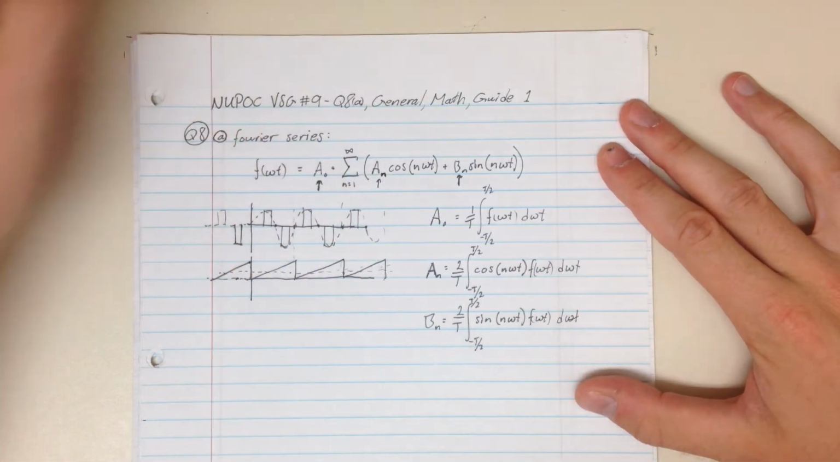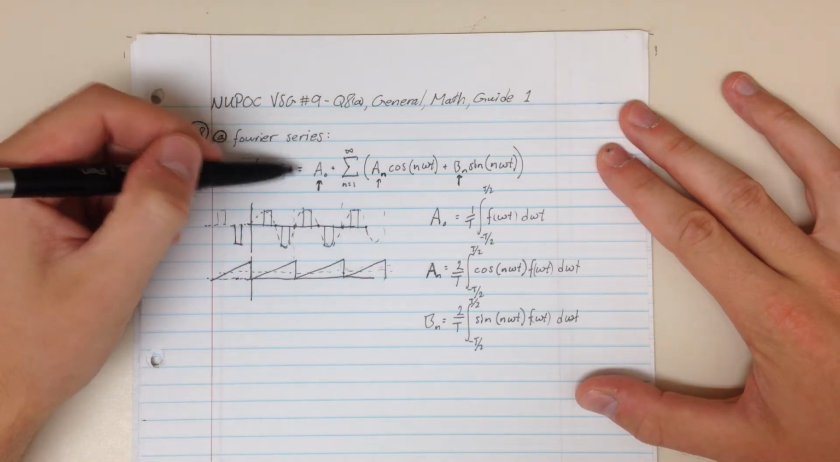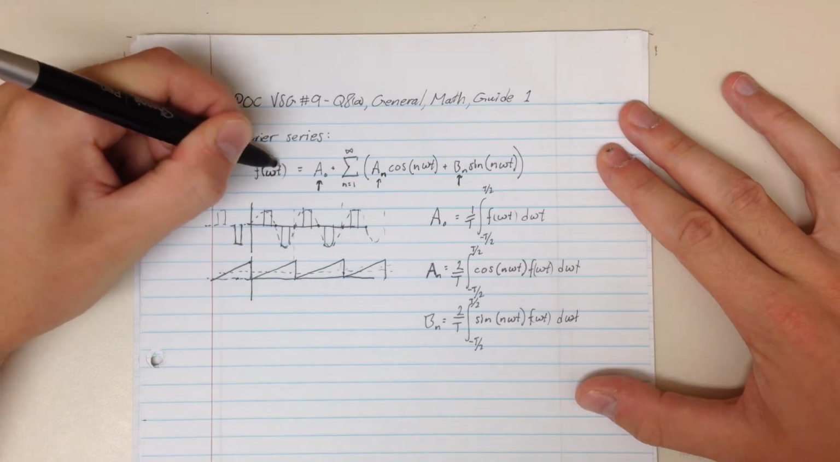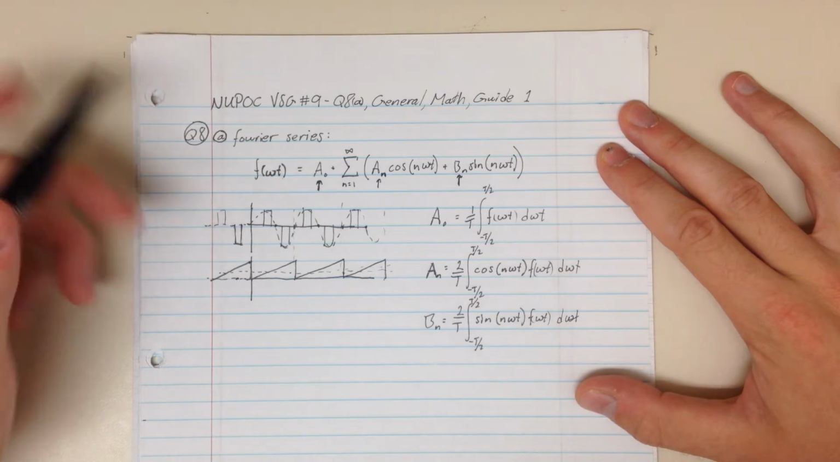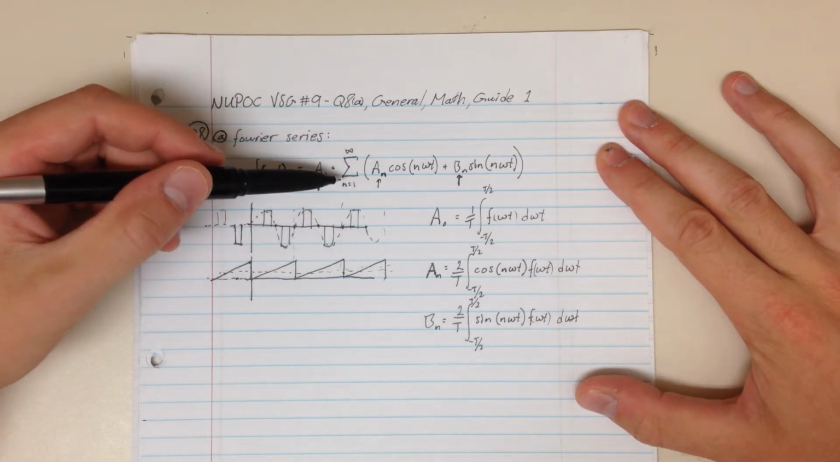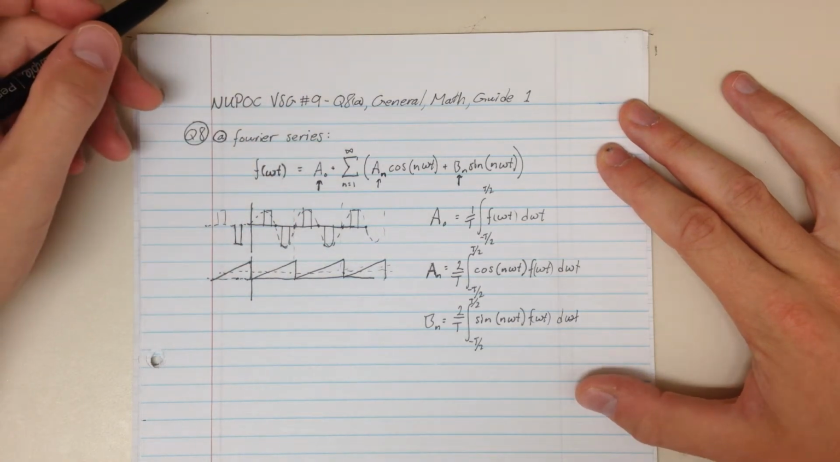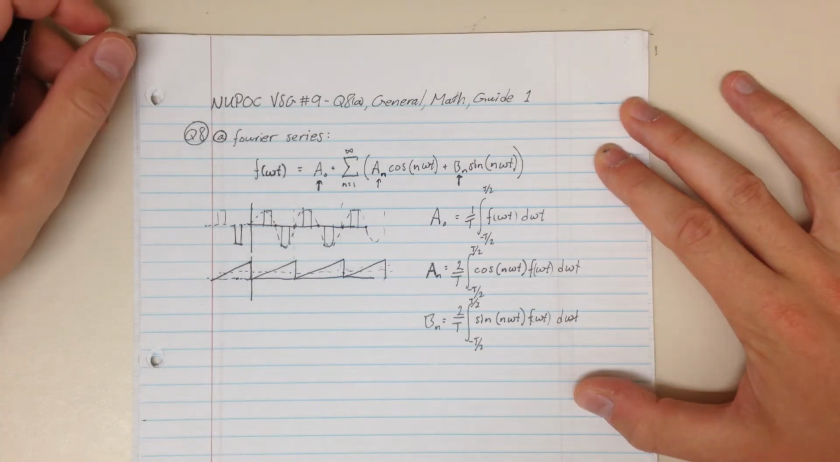And if you were to take the infinite sum, you'd find that this equality would be true, that you could actually exactly represent your function f of omega t with this Fourier series. But for practical purposes, you would only want to take maybe the first 3 or 5 or 7 or 13 or whatever number of harmonics, and at some point it will become a good enough approximation for your purposes.